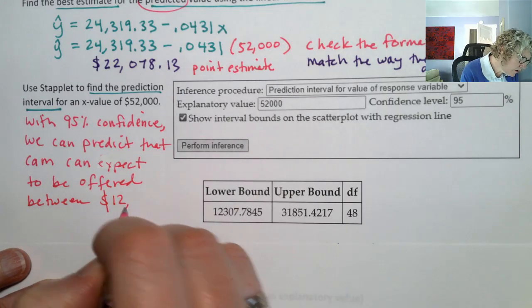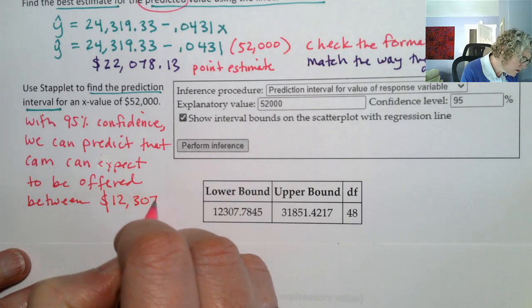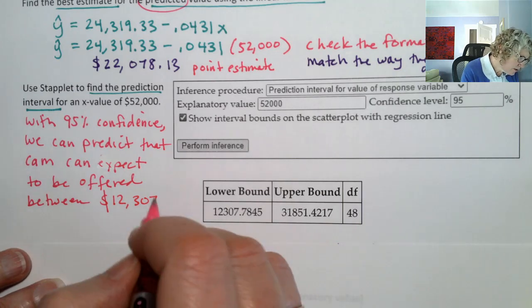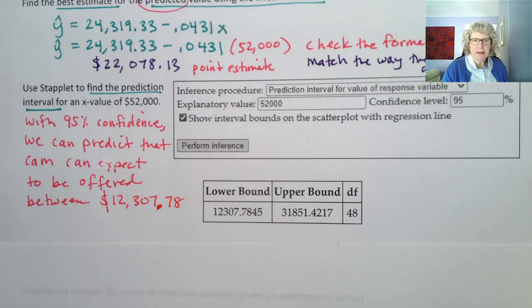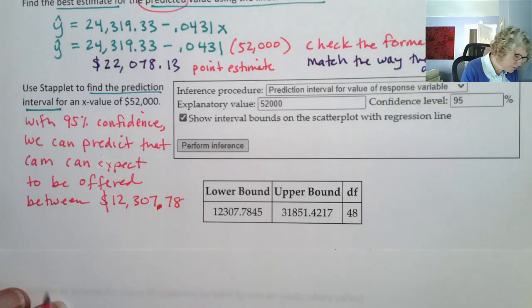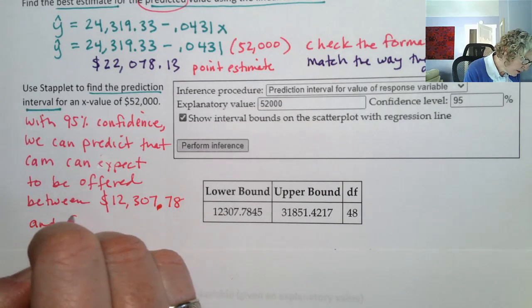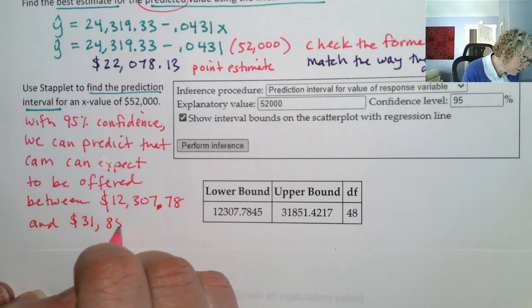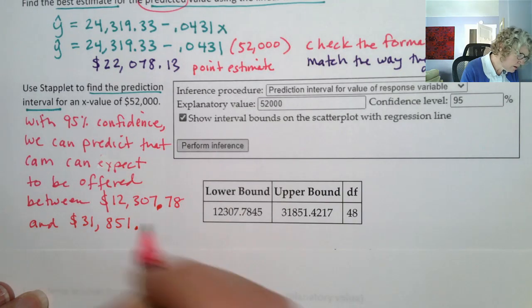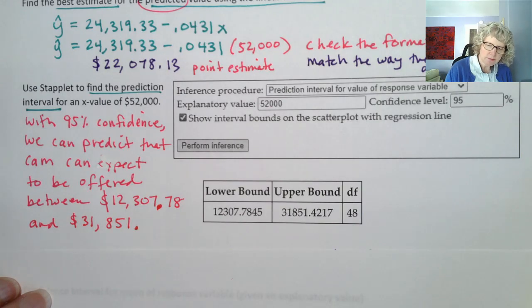So 12,307, and I could also just make that 308.78. It's an estimate, so going out to the cents isn't necessarily that useful, but I already wrote it. And 31,851. Okay.